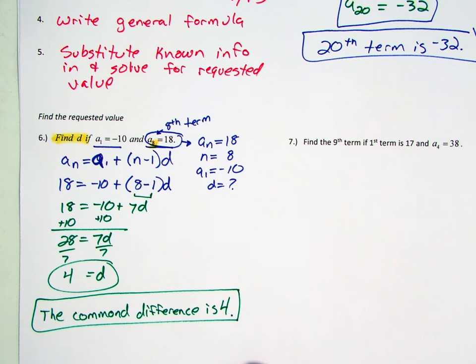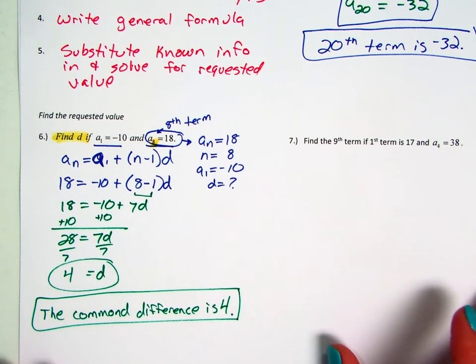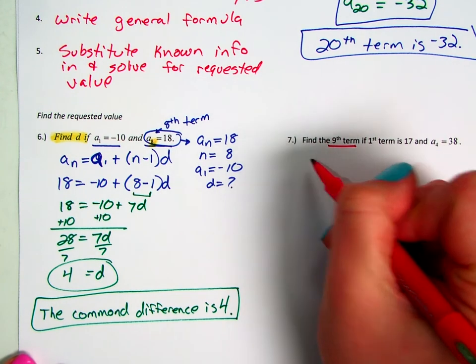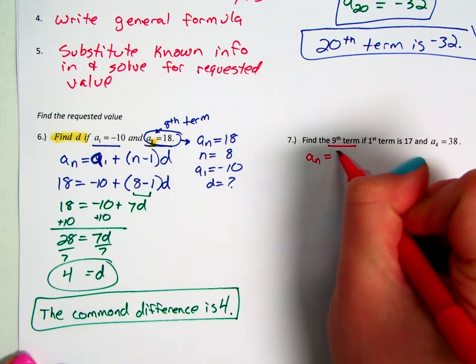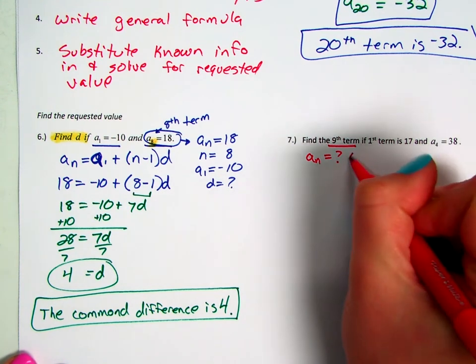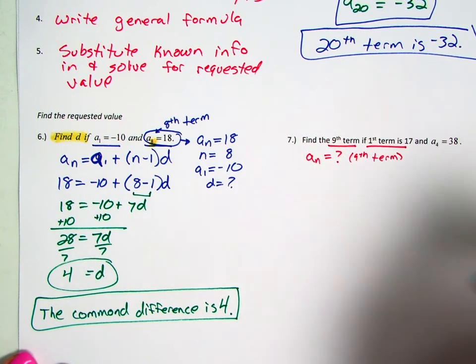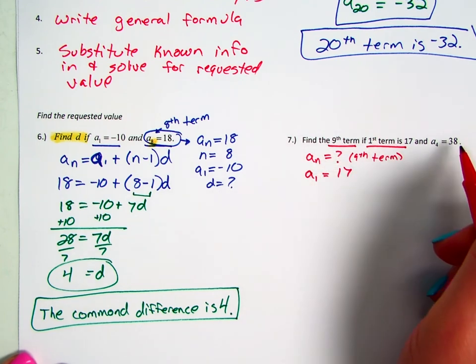All right, so let's look at number 7. Number 7 asks us to find the 9th term, right? So basically, right away, we should know a sub n. We don't know, but we're looking for it, and we're looking for the 9th term specifically. The first term is 17, so that tells me a sub 1 is 17.